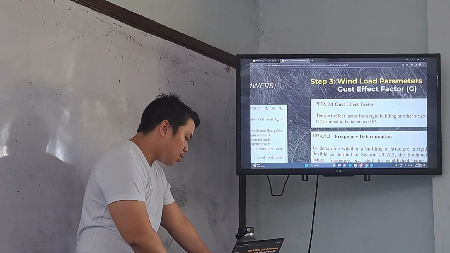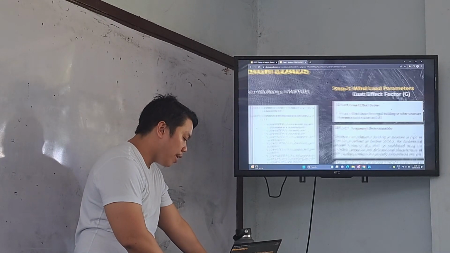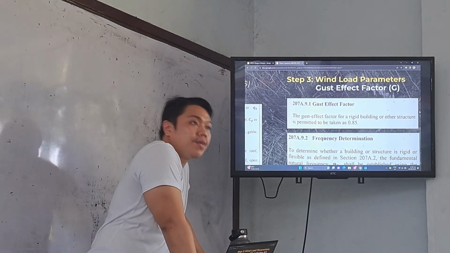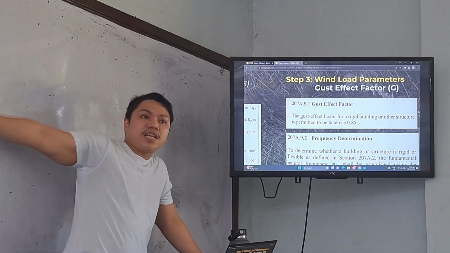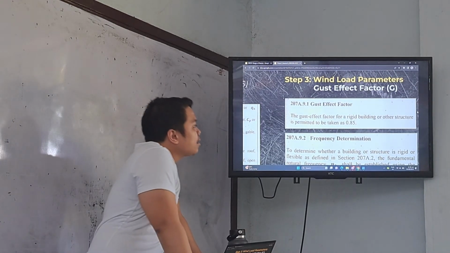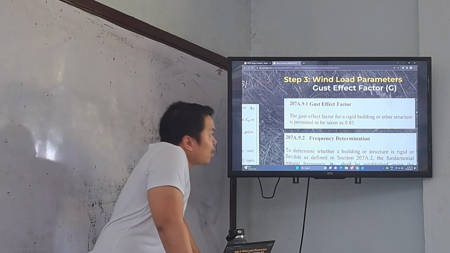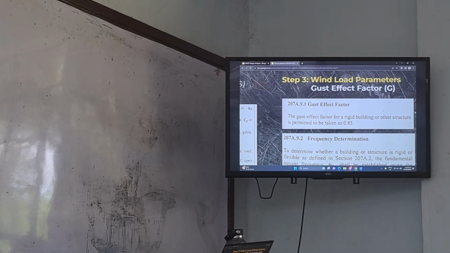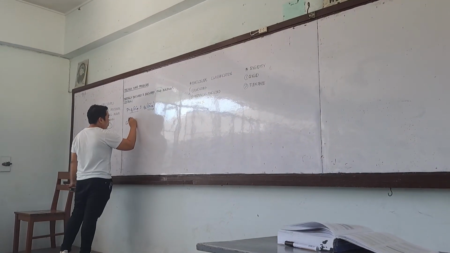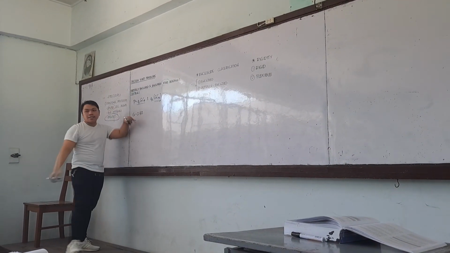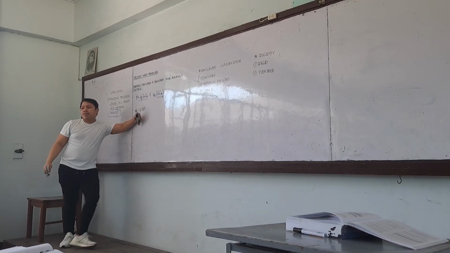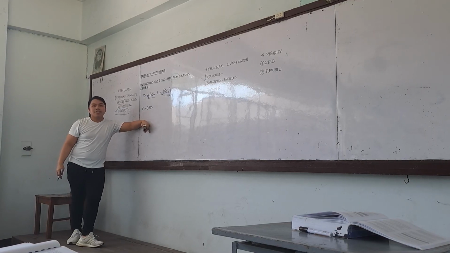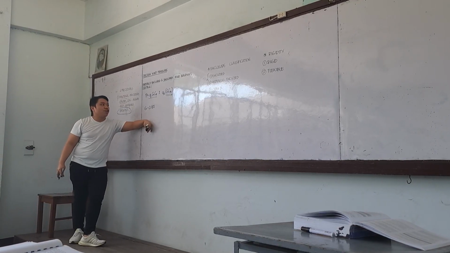Under Section 278.9.1, the code specifies the gust effect factor for a rigid building. Since we have already identified that the building is rigid, we can take our gust effect factor as 0.85. So all the time our G is 0.85, regardless if windward, leeward, side walls, or even roof, G is always fixed. The values of G do not differ.